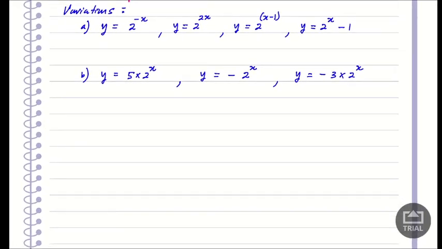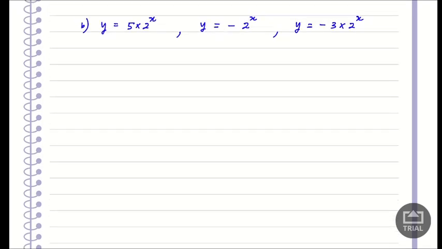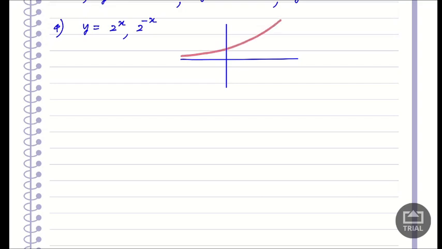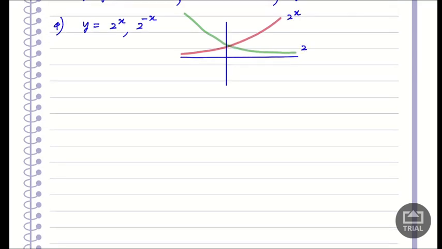So I will show you a few variations, like how to plot it, right? I will go by questions, right? So if you want to plot 2 to the power x with 2 to the power minus x, I will quickly do that for you. So 2 to the power x looks like this, right? Then 2 to the power minus x looks like this. Okay, so this is 2^x, this is 2^(-x).